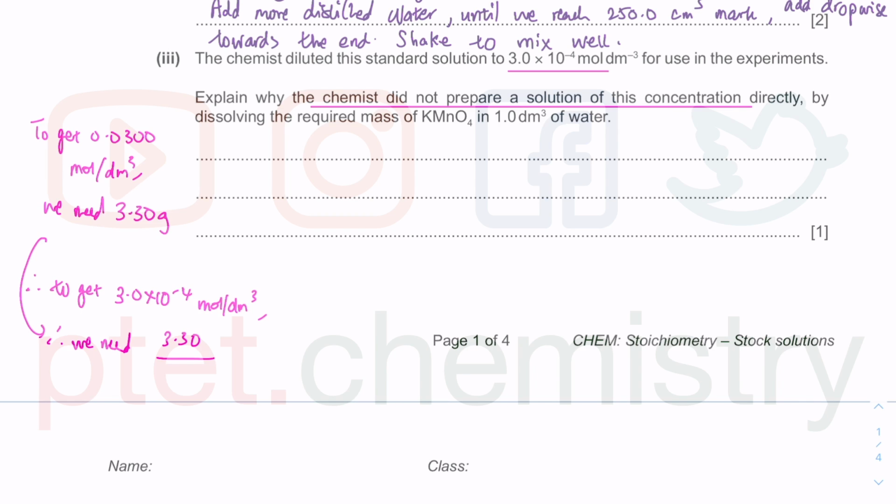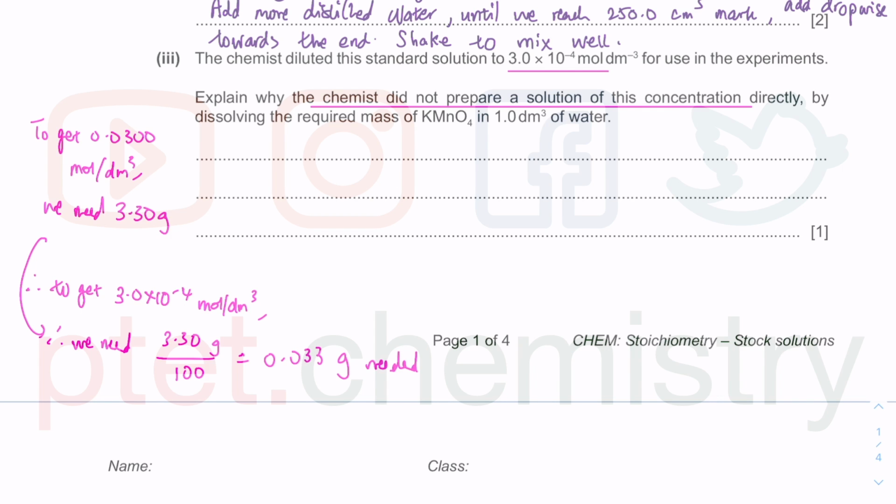Therefore, we need 3.30 divided by how many times? From here to here, how much smaller does it get? So you can do 3.0 times 10 to the minus 4 divided by 0.03. So that is about 100 times smaller. So I can do 3.30 gram divided by 100, and I would need 0.033 gram.